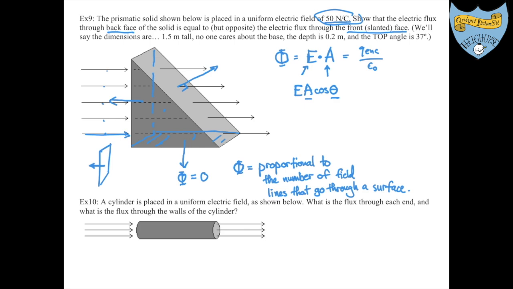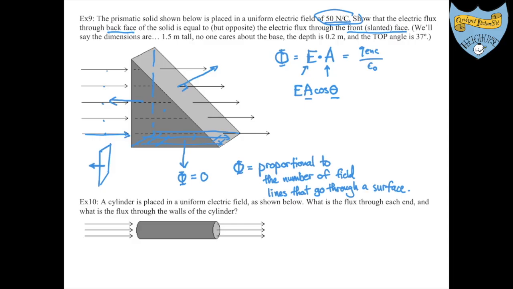The reason I'm saying it that way is because it helps you to understand why there's no flux through the bottom. If the lines don't actually go through the surface, meaning these ones really just, at best, kind of brush over the surface, then there's no flux.